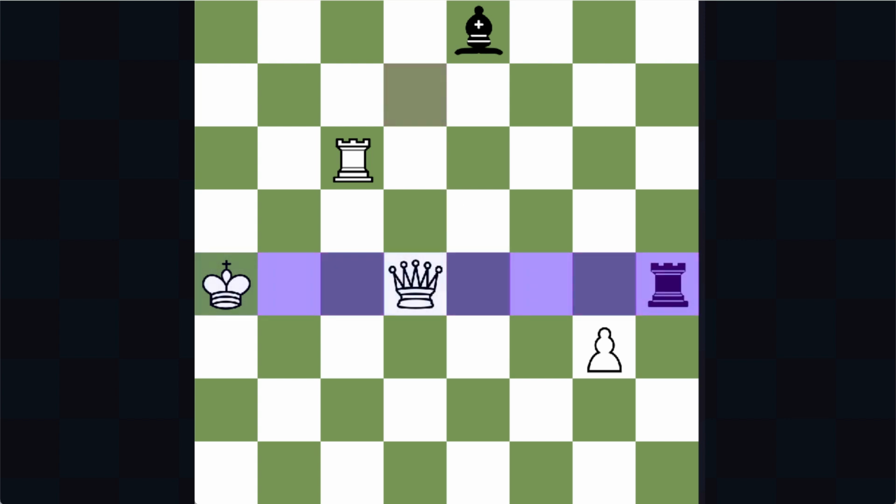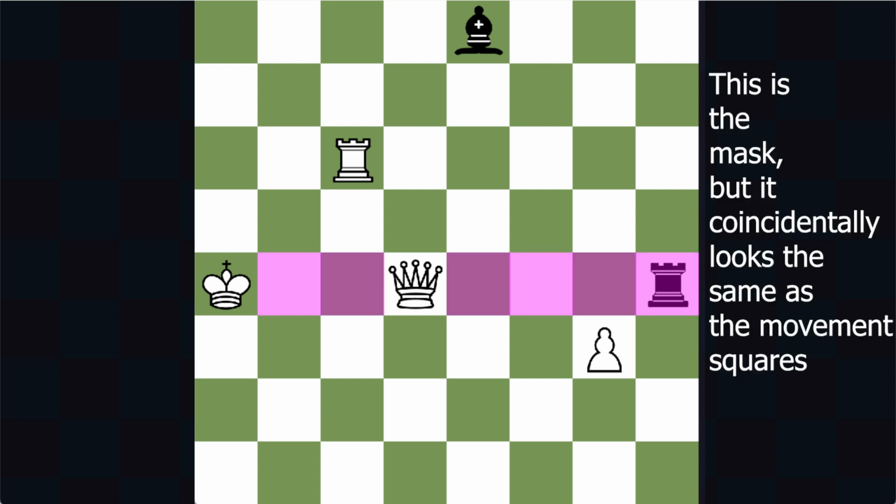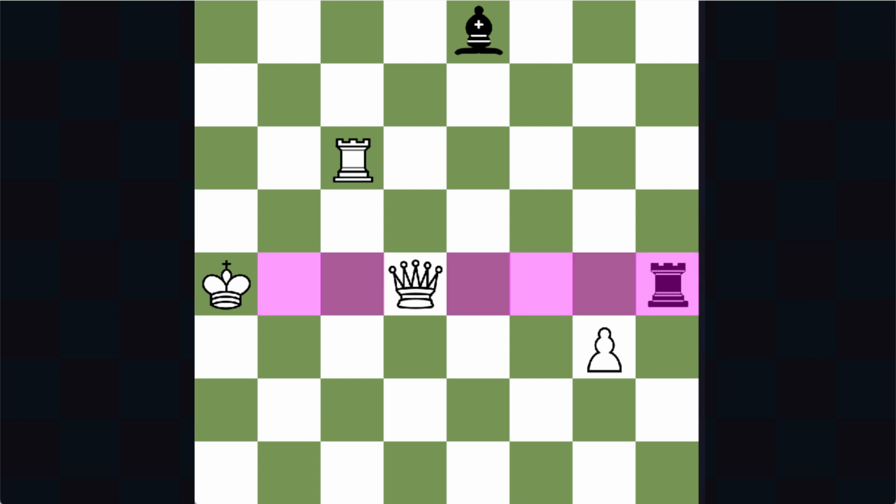But this directional mask actually really isn't a directional mask. It's more of the direction from the king to the queen. So to get this, you use the directional mask of the king and you AND it with the directional mask of the queen, as shown here.